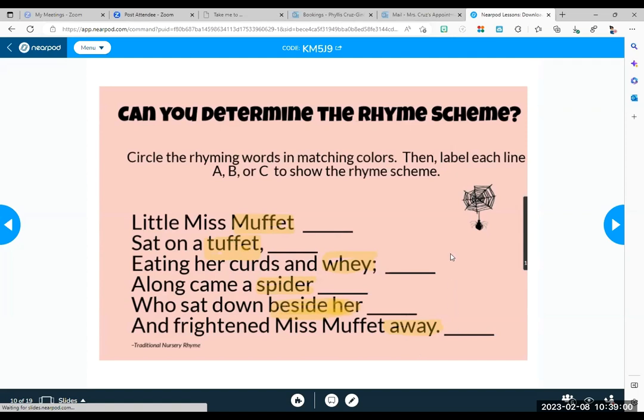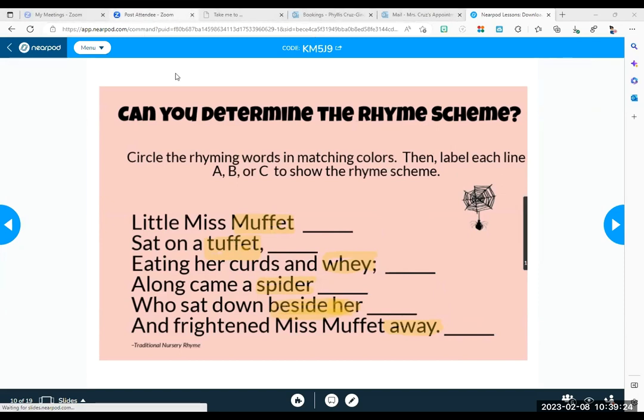Do you hear some rhyming words? You do. Oh, I see heads. Yes, I do. Okay, so your job really on the next screen is to label the rhyme scheme. Now, Muffet and Tuffet. Muffet, Tuffet. Give me a thumbs up if that rhymes. Muffet, Tuffet. Yeah. Would you give that the first scheme A?